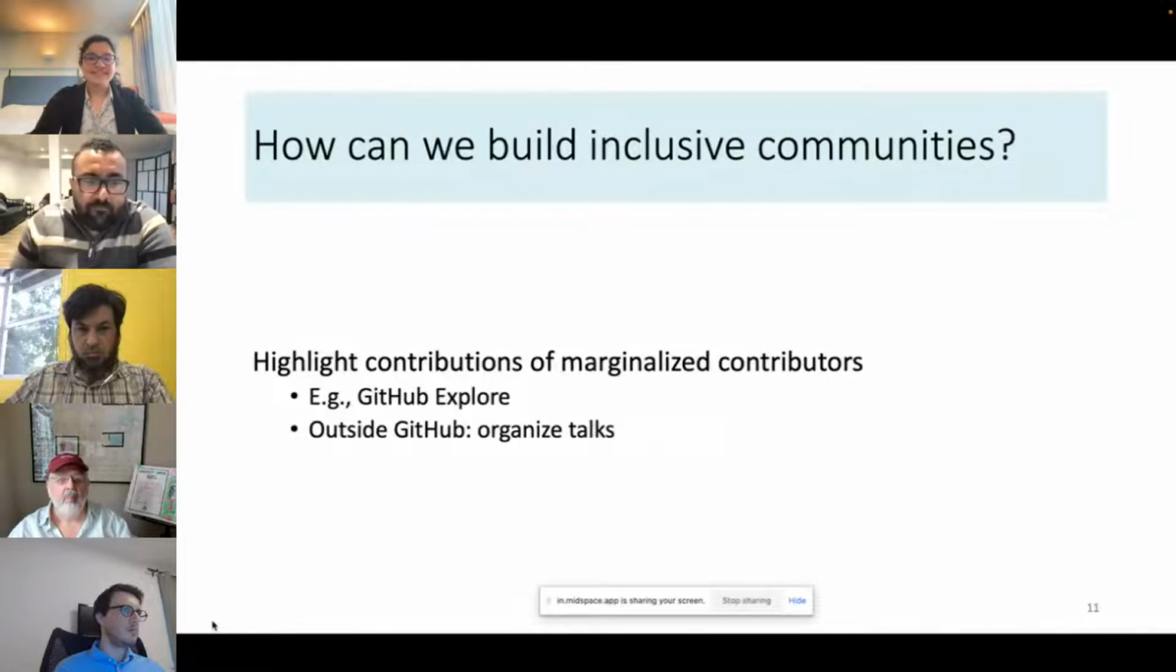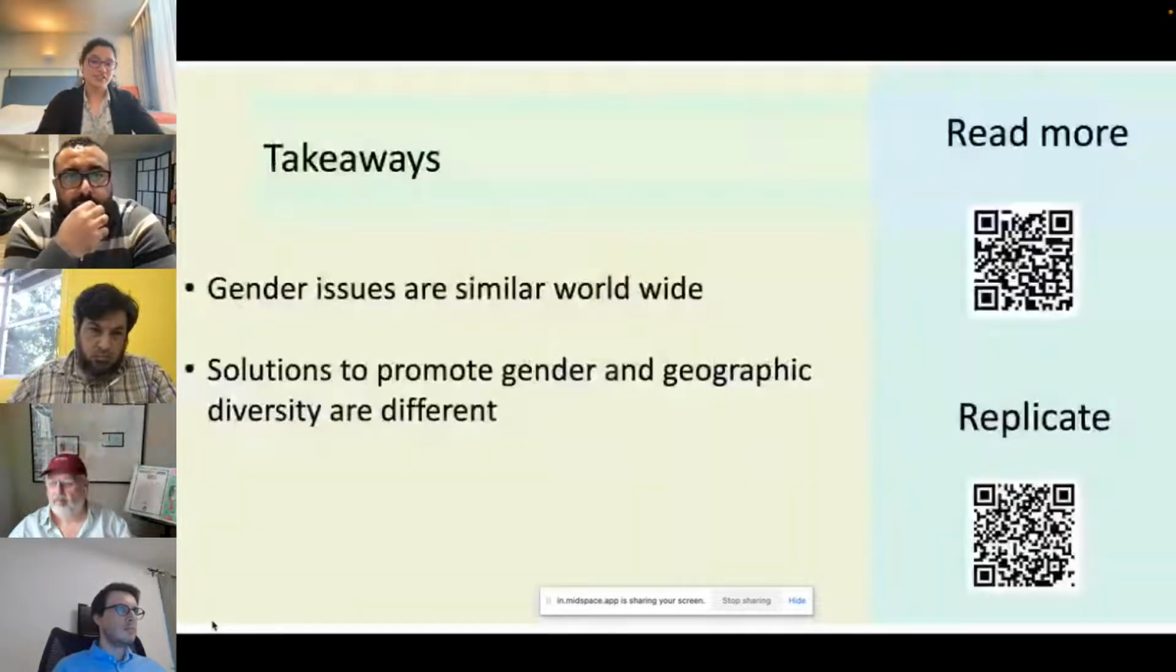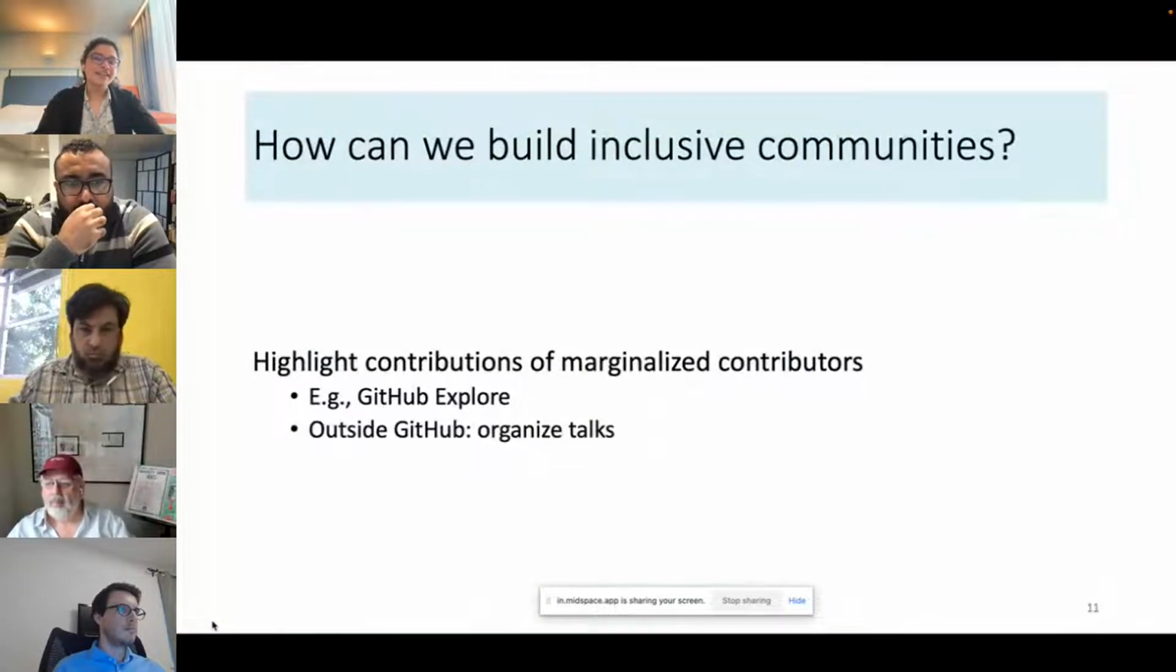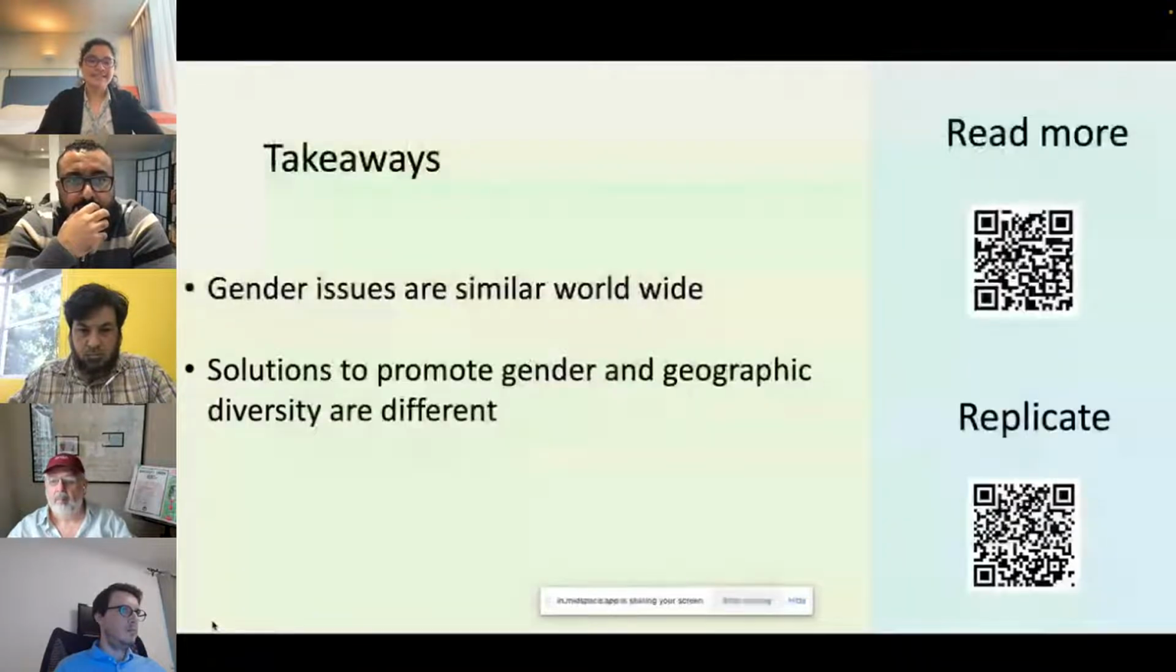This and several other insights presented in our paper make us think: how can we build inclusive communities? One of the recommendations from our work is that we can highlight contributions of marginalized developers, not just in GitHub, but maybe also outside. To summarize the key takeaways of our work, we found that gender issues are quite similar worldwide, although the solutions that can promote gender and geographic diversity are different.